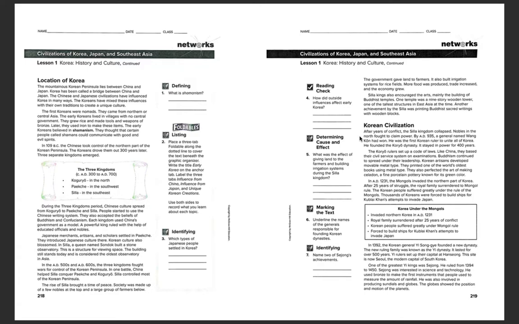In AD 1231, the Mongols invaded the northern part of Korea. After 25 years of struggle, the royal family surrendered to Mongol rule. The Korean people suffered greatly under the rule of the Mongols. Thousands of Koreans were forced to build ships for Kublai Khan's attempt.